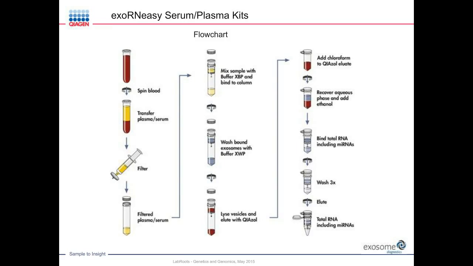Then we wash, and when we go for RNA, we do a combined lysis and elution step, and then we take that lysate and apply it to an RNA column to isolate the RNA directly. So we don't isolate vesicles first; we bind them to the membrane and then destroy them in the elution process. This is what we call the exoRNeasy kit that is also mentioned in the title.